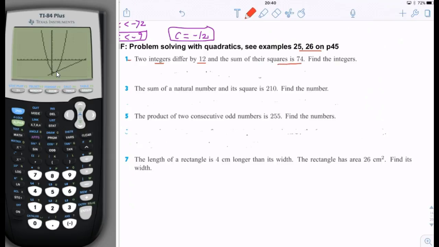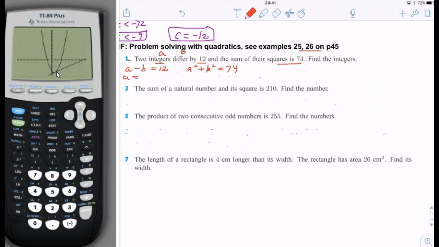Okay, so let's say that one of the integers is a and the other integer is b. So we have two integers and they differ by 12. So a minus b is 12. The sum of their squares is 74. So a squared plus b squared is 74. So we got two equations here. Then it tells us to find the integers. So we have two equations and two unknowns. You've done problems like this with linear equations. Now this is pretty much the same.